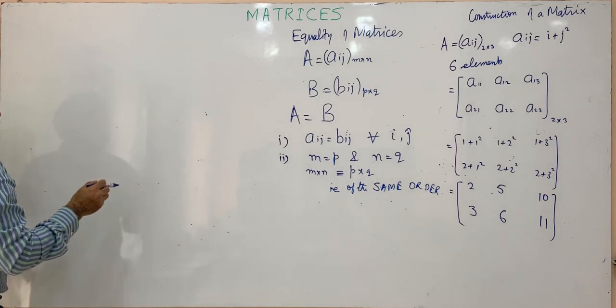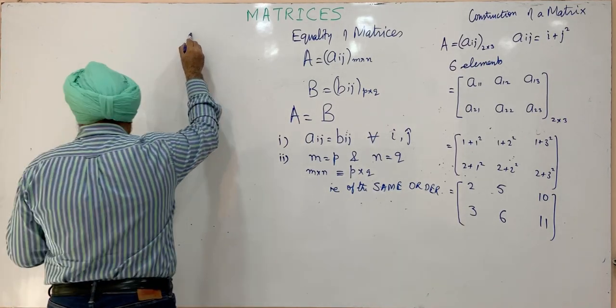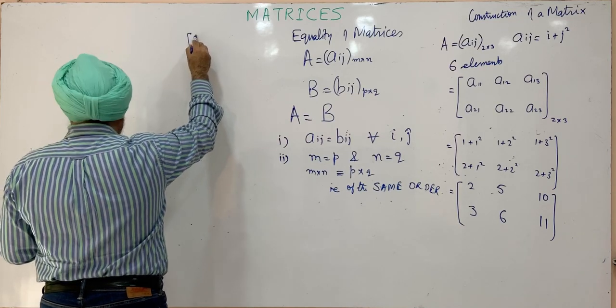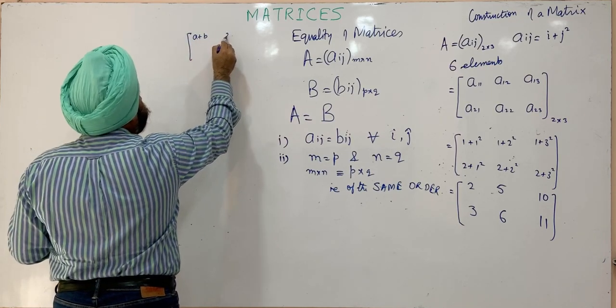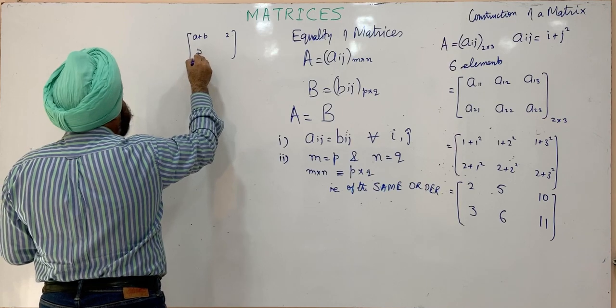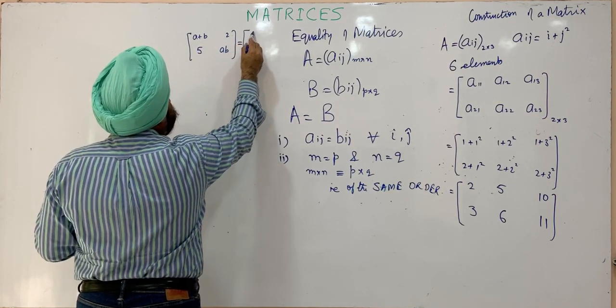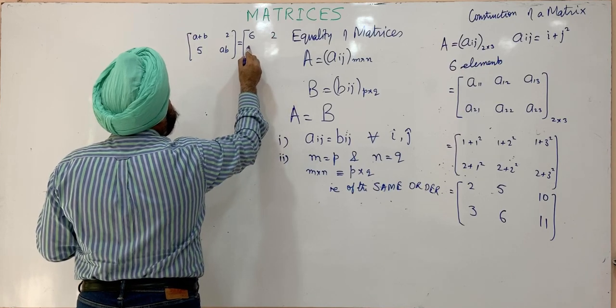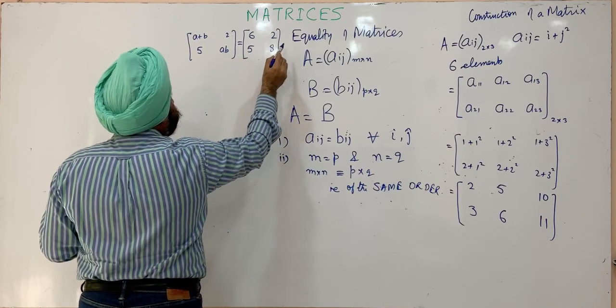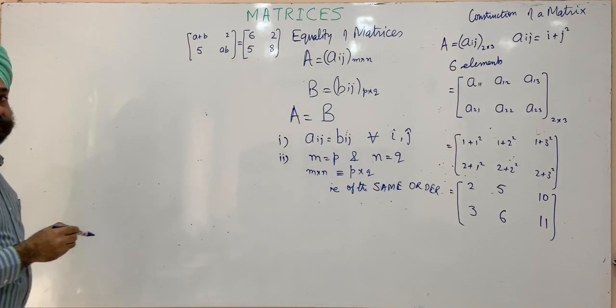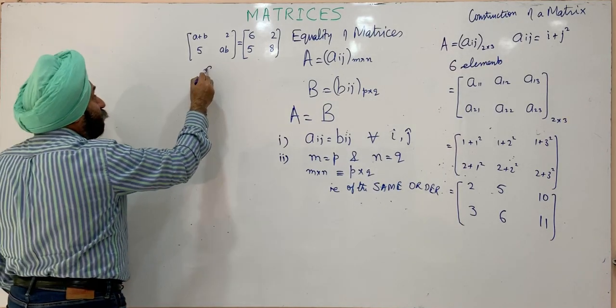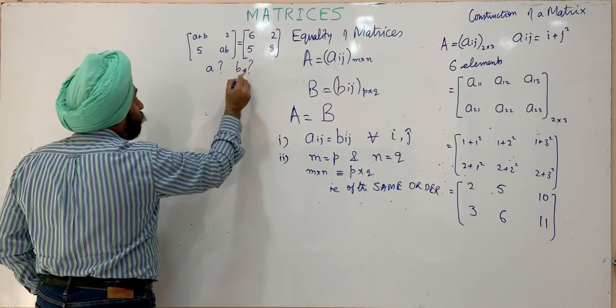Let's solve a question based on this concept. We are given a matrix [A+B, 2; 5, AB] which is equal to the matrix [6, 2; 5, 8]. The question is we have to find out the values of A and B.